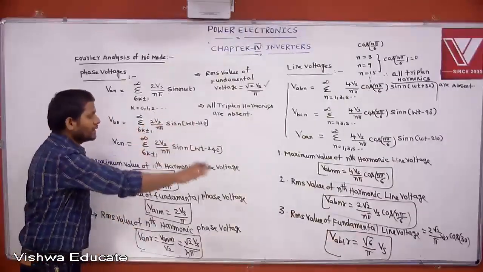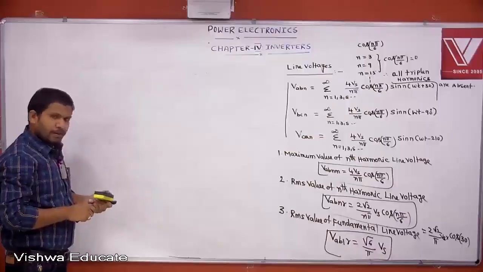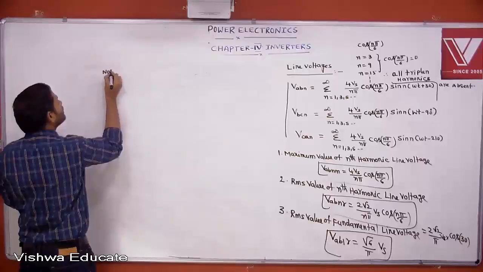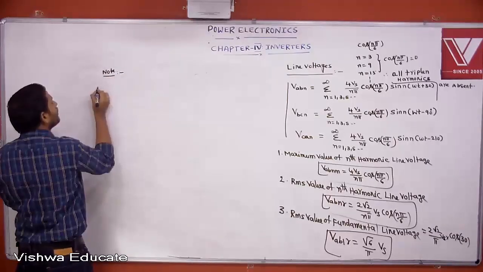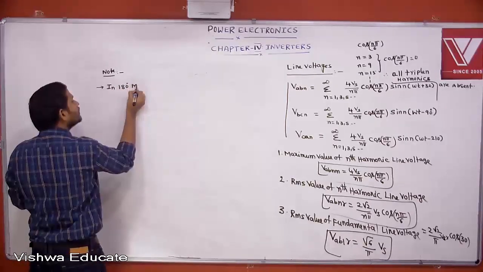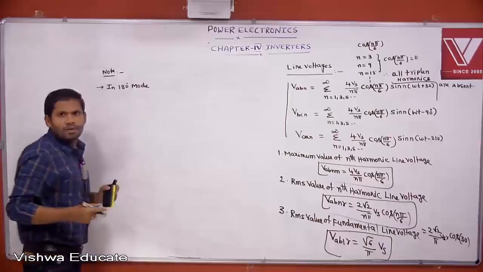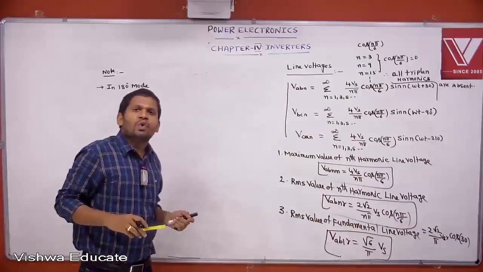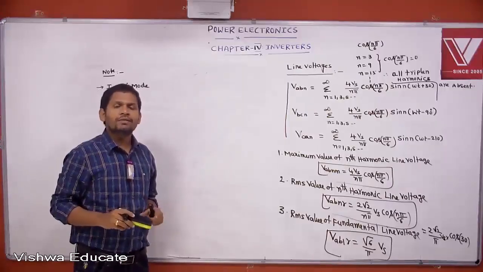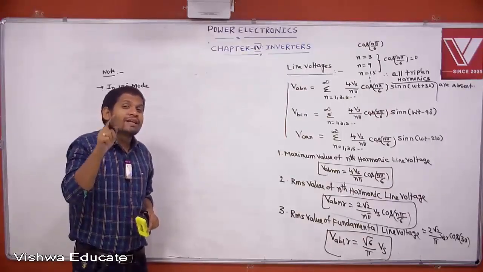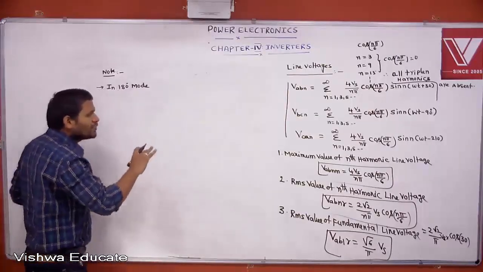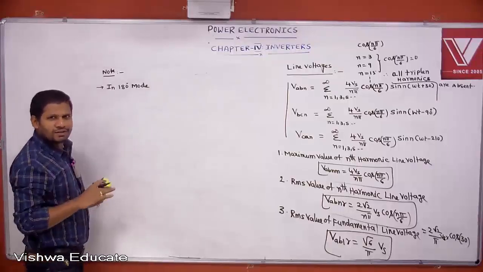Okay, that you concentrate. Yes, one minute please. Listen. Here I am writing as a note. In 180-degree mode, in both line and phase voltages, triplen harmonics are absent, but only pole voltage consists of triplen harmonics. That point is important. Here I am not discussing pole voltage Fourier analysis, all this. That is not required.